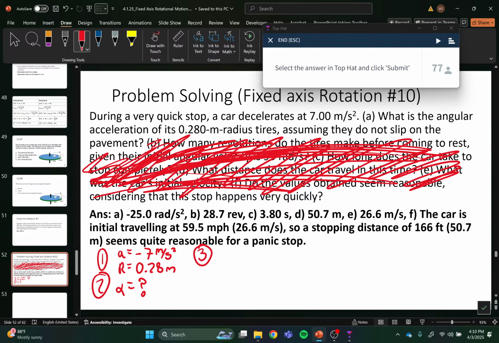How do I go from angular to linear? You multiply it by r. Remember, if you all have the angular version and you want to go to the regular, just multiply by r. Now, in this case, we want to do the opposite, so just rearrange it. If you all want the angular acceleration, just divide the regular one by r. Do the opposite of multiply. So part A is super easy. Like, I want to go from linear to angular, divide by r. So -7 divided by 0.28. And we get our angular acceleration is -25 radians per second squared.